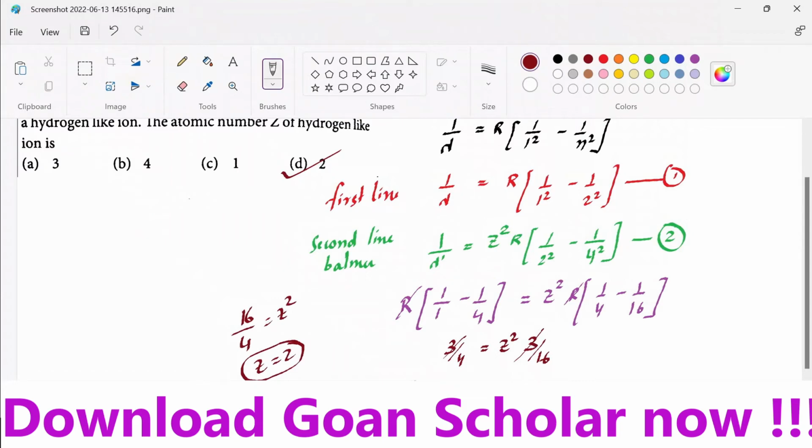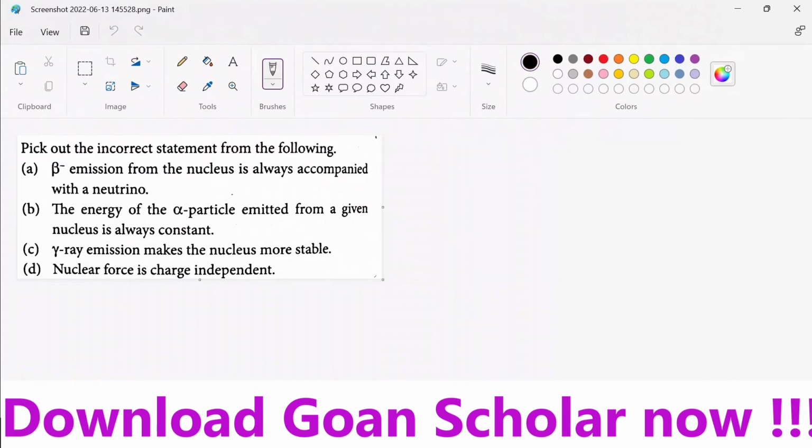I hope this is clear. Let's move to our 6th question. Let's see the 6th one. Okay, great. Pick out the incorrect statement out of the following. Beta emission from the nucleus is always accompanied with a neutrino. Yes. So is it beta negative or beta positive? It's beta negative. Let me recall, there are 2 types of beta decays.